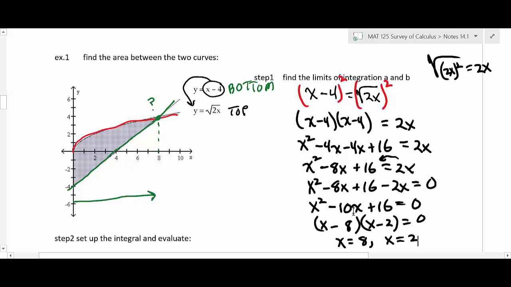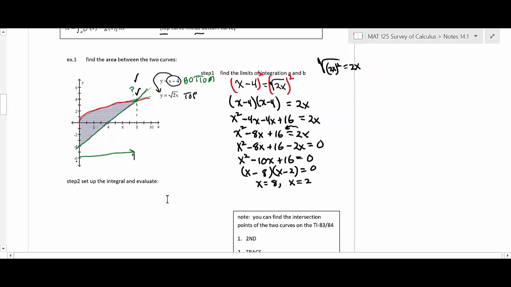What's happening here is you can tell by the diagram that the 8 is there. That's the intersection point right there. So that's how we're going to set this up: we're going to go from 0 to 8. You can tell 0 because that's where the graph starts on the paper. Now we want to set up our integral. So we're going to go from 0 to 8. And then, which curve is on top?